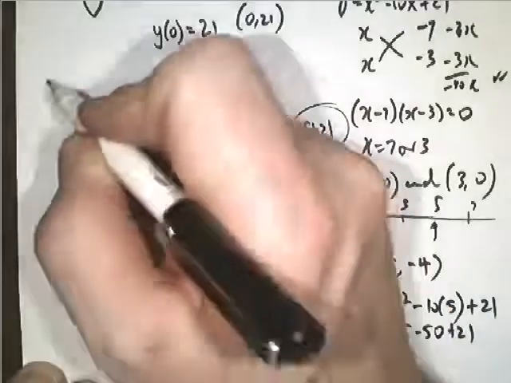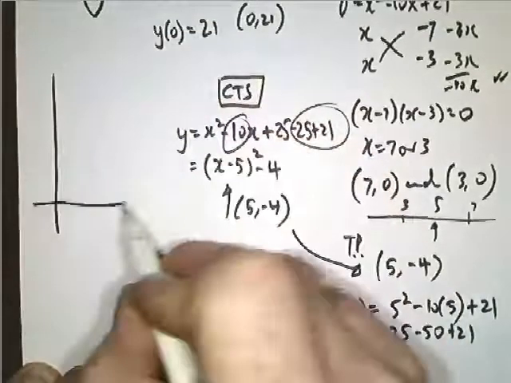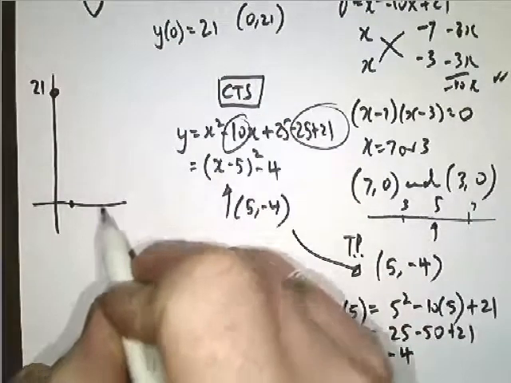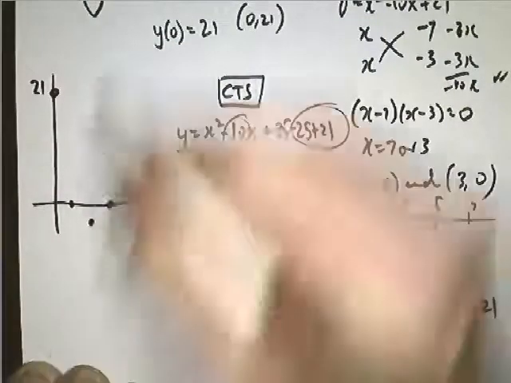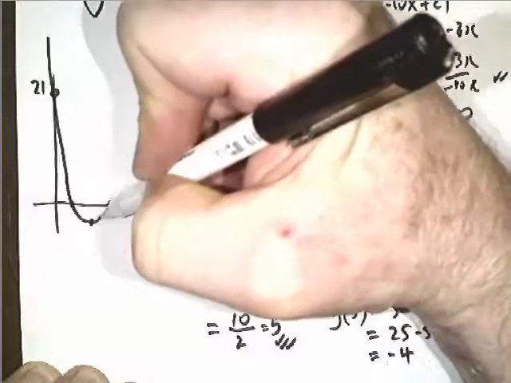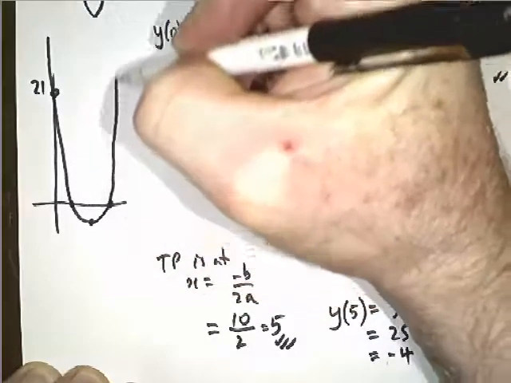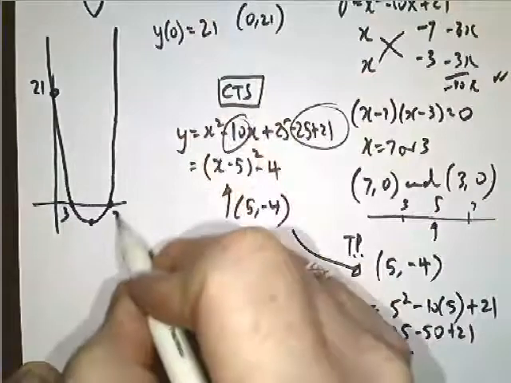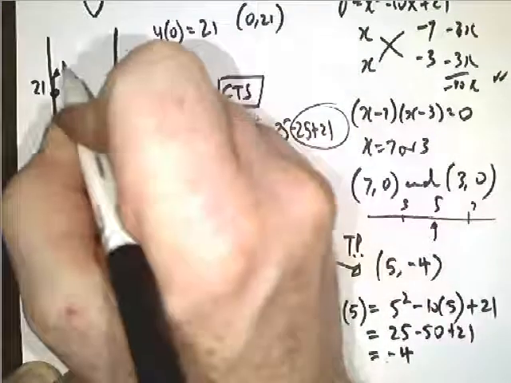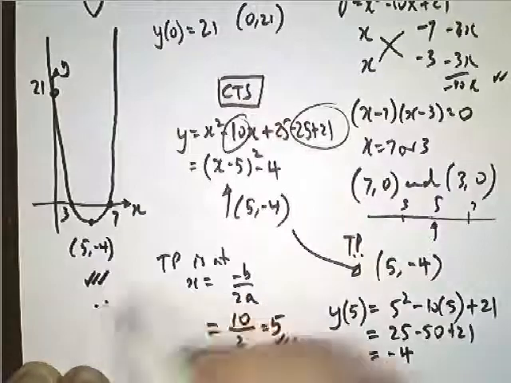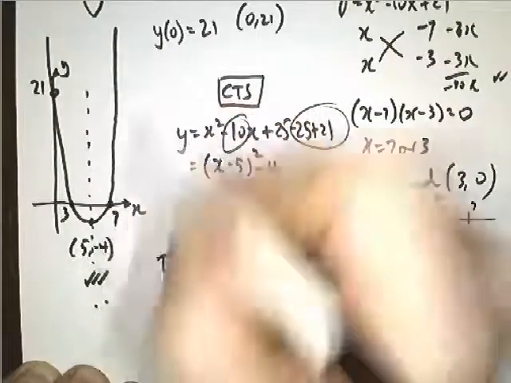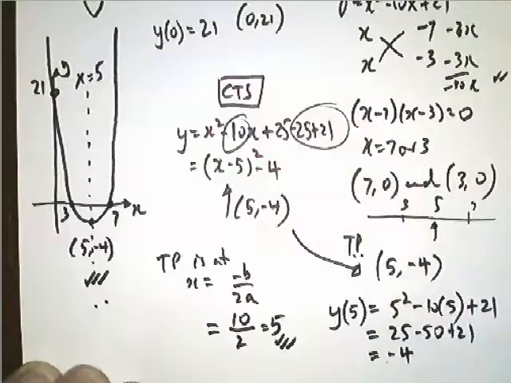So what does my parabola look like? Well, I know that it goes through there at 21, it goes through there at 3 and at 7, and turns there at (5, negative 4). I show the axis of symmetry via a dashed line through the turning point and put the equation of x equals 5 onto it.